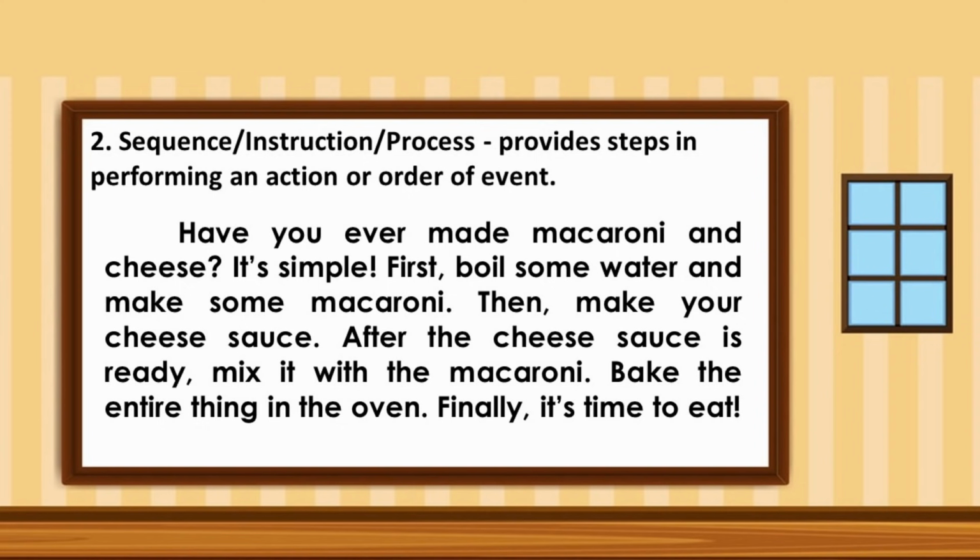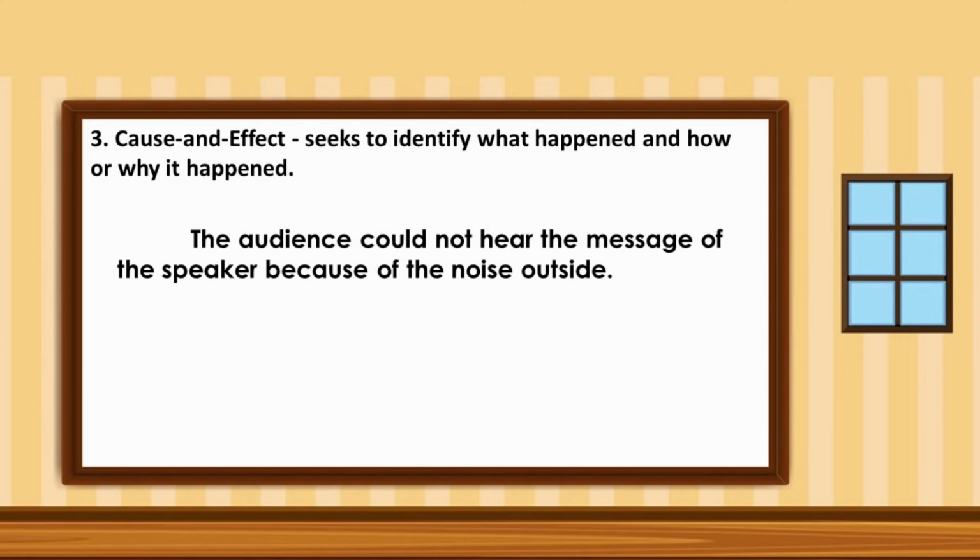What are the transition words used in the text? Great! We have first, then, after, and finally. These keywords will show us the chronological arrangement or order of directions. The third structure is cause and effect. Cause and effect seeks to identify what happened and how or why it happened.